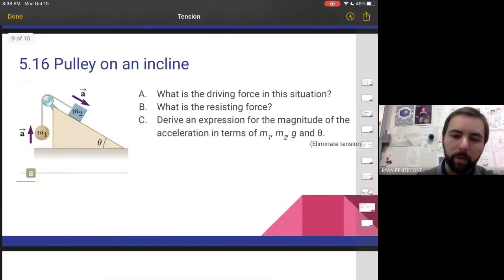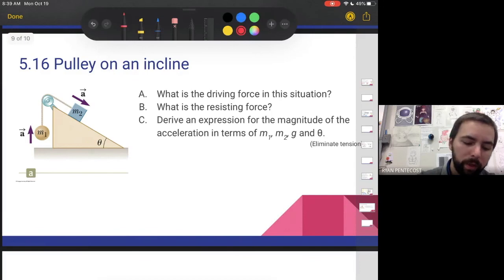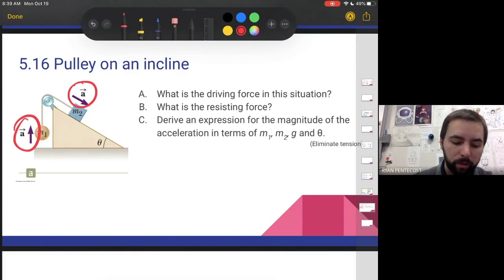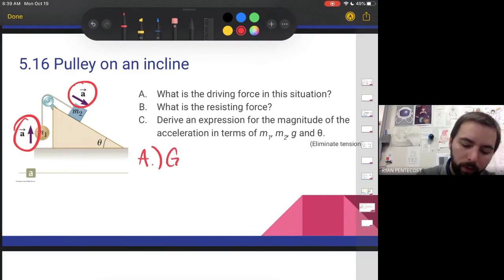All right, last problem. A pulley on an incline. It asks first, what is the driving force in this situation? We have M2 being accelerated down the incline, and M1 being accelerated up the ramp. You can see that with those acceleration arrows. So A, the driving force is going to be the gravity on M2.